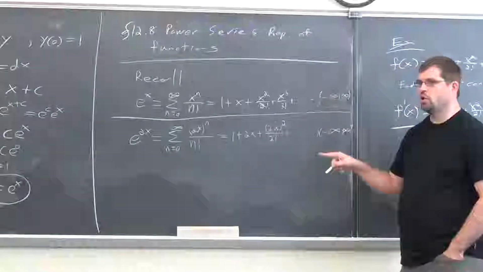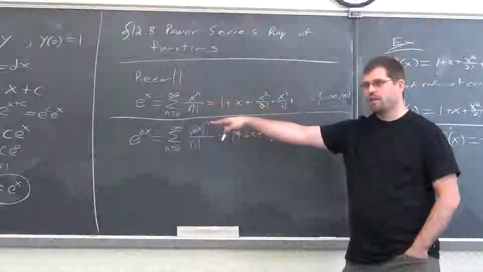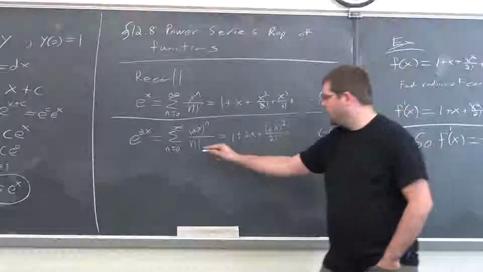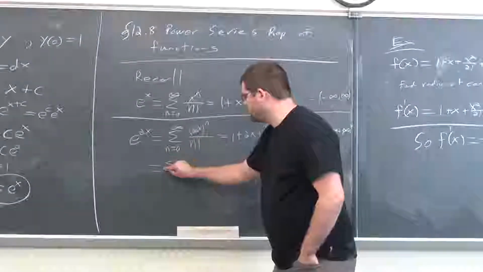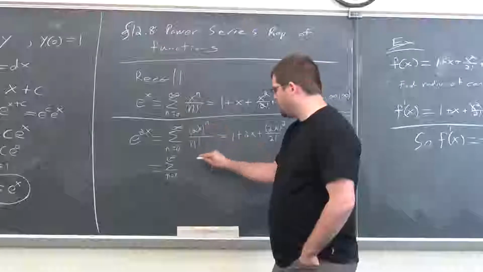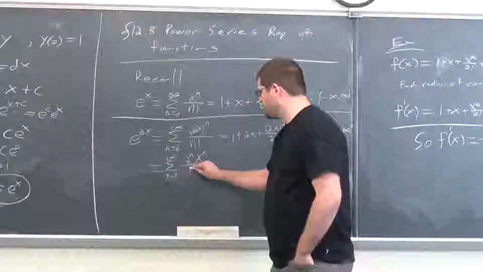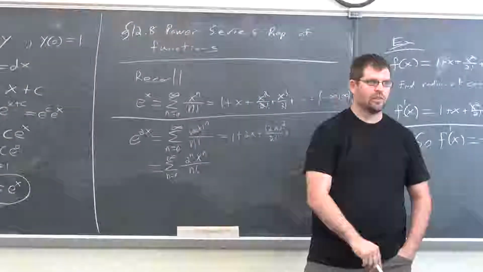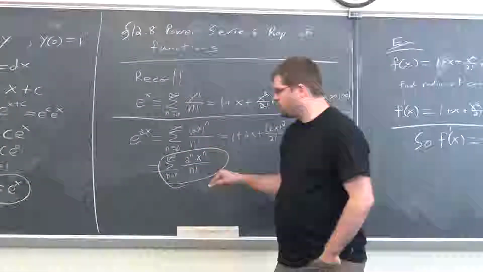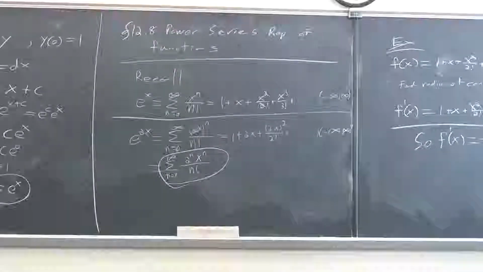And notice, this holds for every x, and so no matter what my 2x was, this will still make sense. And usually we don't want to leave it this way. We'll usually write it like this, which is 2 to the n times x to the n over n factorial. But the point is that just some simple algebra, plugging in 2x, gives us a new power series.